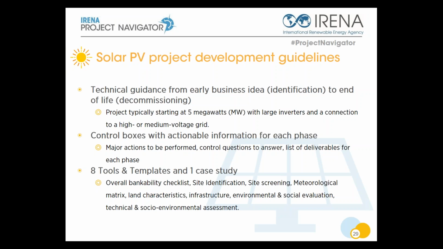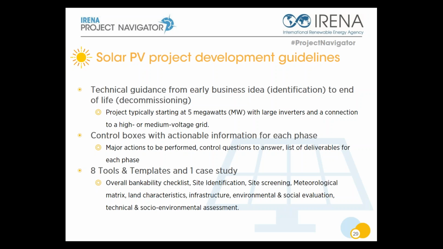We have seen in one of the questions, what is utility scale solar PV? This definition is traditionally identified by the size and the type of equipment of a given solar PV plant. Traditionally, utility scale solar PV will start around 5 megawatts and include large inverters and a connection to a high or medium voltage grid.